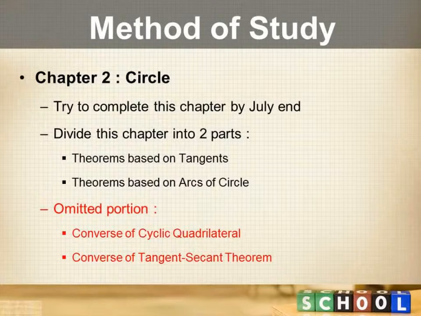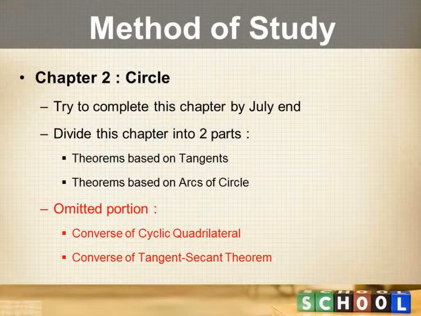So this chapter has around 12 theorems, out of which 2 theorems have been deleted. One of them is the converse of the cyclic quadrilateral, which is followed by the tangent secant theorem, and the converse of the tangent secant theorem is again deleted. So the 2 deleted theorems are the converse of the cyclic quadrilateral and the converse of the tangent secant theorem.